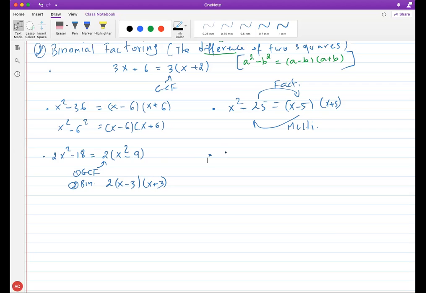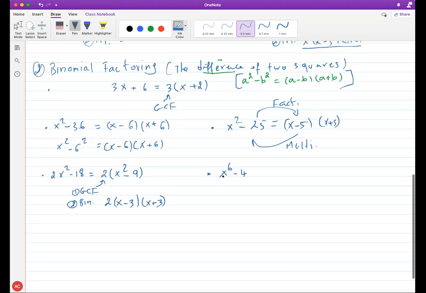Okay, let's look at another one. This time, let's say we have x to the 6th power minus maybe 4. Okay, so now you have a difference. Okay, so let's see. First of all, there's no GCF. Let's see if we can apply the rule. So the rule here applies only if you have a minus. We do have a minus.